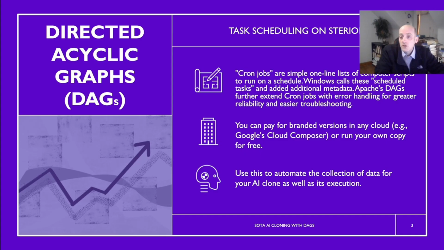Some of the commercial versions of this in the cloud include Google's Cloud Composer. Those are available for a fee, and they work really well and offer additional insights by giving you pre-made graphs, special logs, and working with the rest of their cloud infrastructure. There's also equivalent offerings on Microsoft Azure and AWS. So we're going to use this to automate the collection of data for your AI clone. In my case, I use this to scrape news headlines, and then I show the news headlines to my clone, and I have it comment on them on social media.